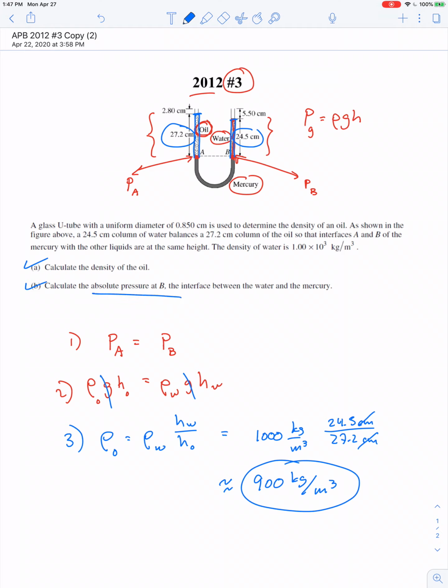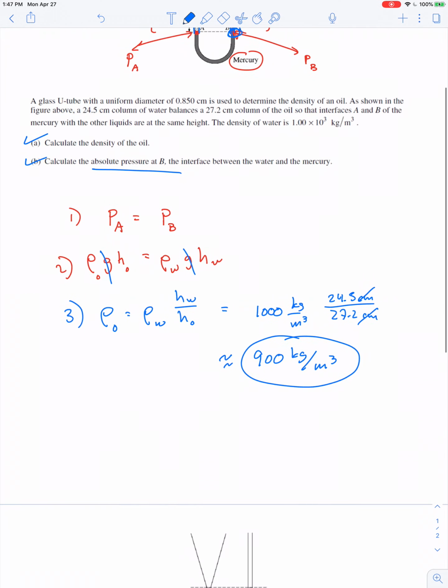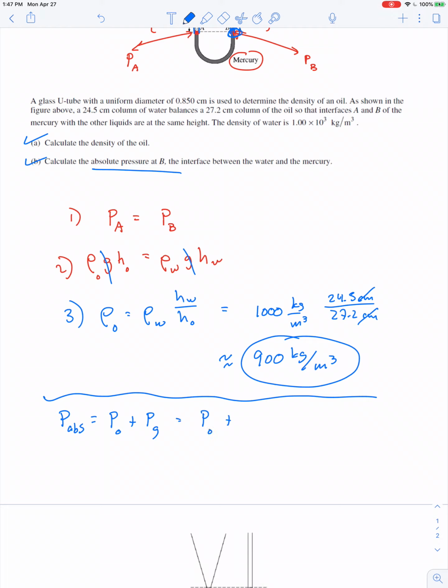Part B asks us to find the absolute pressure at point B, which is the interface between the water and the mercury. So again, we'll use the equation for gauge pressure and note that absolute pressure is equal to atmospheric pressure plus gauge pressure. So this is going to be atmospheric pressure plus rho g h, and here we'll use density of water and the height of the water column. So this is 1.01 times 10 to the 5th pascals plus 1,000 times 9.8 times 0.245 meters, 24.5 centimeters.